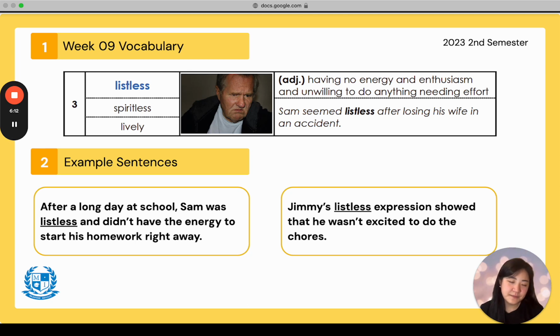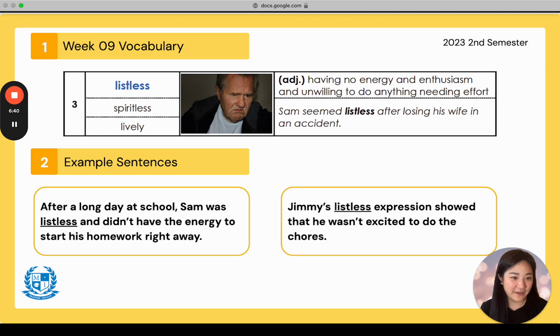Listless. Everyone say listless. And the synonym is spiritless, and the antonym is lively. And it's an adjective meaning having no energy and enthusiasm and unwilling to do anything needing effort. Meaning, I'm just so lazy, I don't want to do anything, I just want to lay in bed. Have you ever felt listless before?